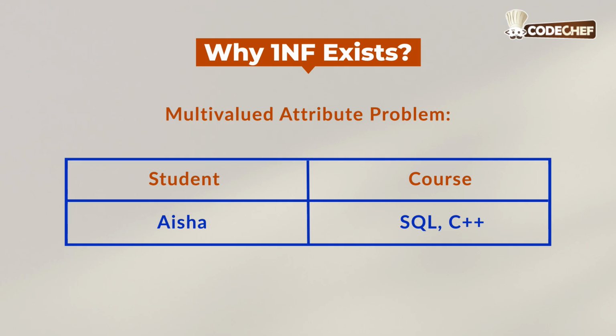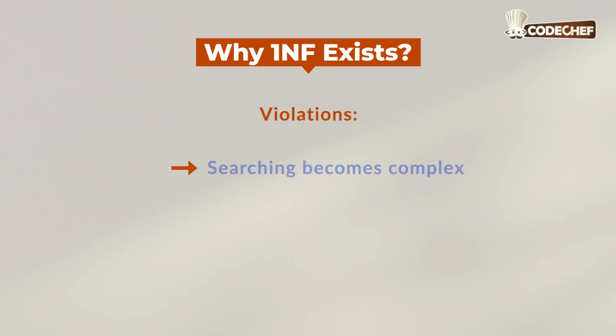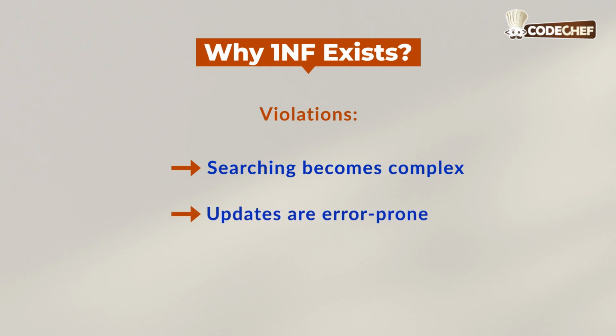SQL, C++. So there are two different values which are written in the same cell. Now, can these two values be separated into two different rows? Yes. So this entry is not atomic. Therefore, this table is not following the rule of 1NF. Now, why do we call it a problem? Because searching any element from such a record becomes very complex, where multiple values are stored in a single cell. Then updates are error prone and we cannot enforce constraints on such rows.